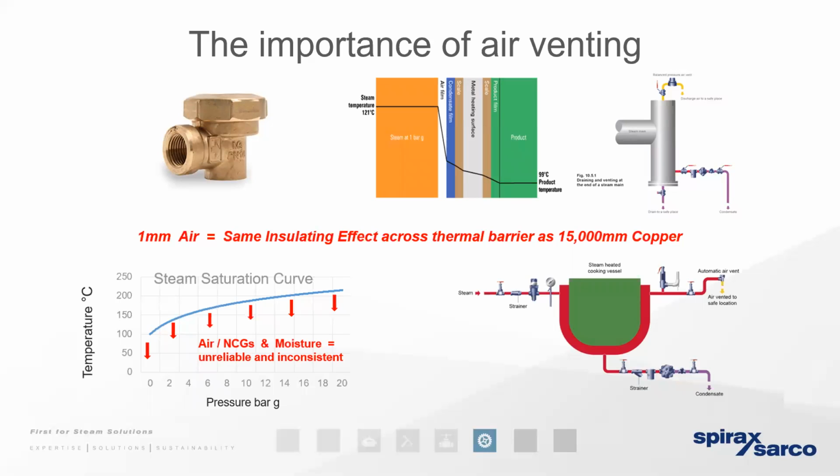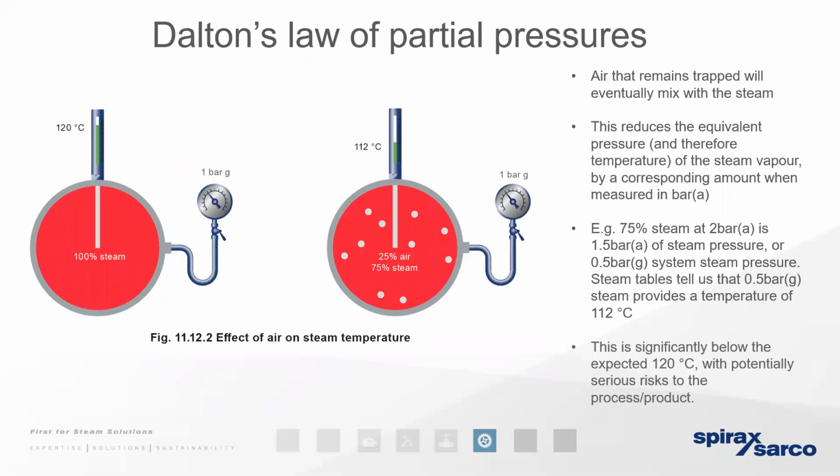And that's really got its basis in Dalton's law of partial pressures. In layman's terms, think of it as the air essentially diluting the temperature of the steam, and it makes it more difficult to control the temperature requirement of the process.